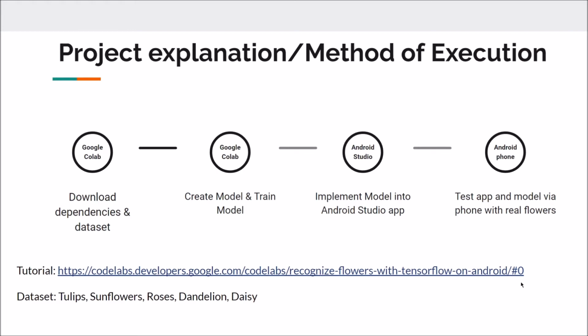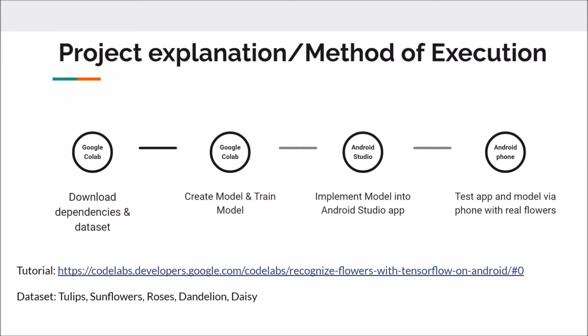As far as the project explanation and method of execution, I started off by following this tutorial that I have linked here, which I'll also have linked in the video description. Basically, the tutorial had me start off by going into a Google Colab notebook, which is basically the equivalent of a Jupyter notebook, but it's Google's version. It's a piece of software that lets you run specific pieces of code in cells, and it's pretty popular in the data science and artificial intelligence community.